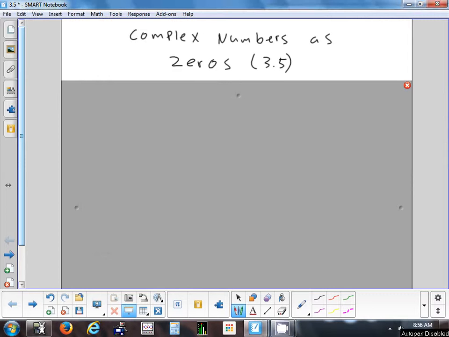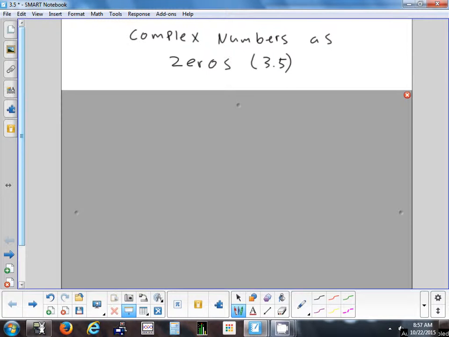Right, so let's finish up by looking at section 3.5. Okay, we'll look at basically what we did yesterday, except now we'll have complex answers as roots.